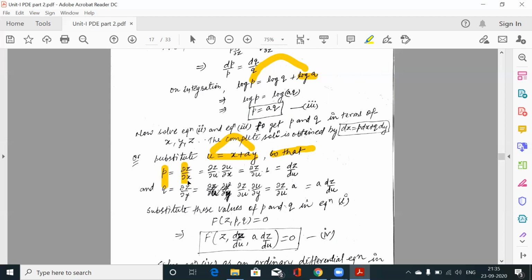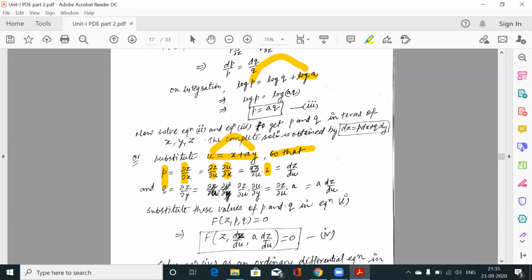Now we are changing x into u. So z is a function of u now. So del z over del u into del u over del x. Now what is del u over del x? Differentiating it with respect to x, we get 1 plus 0. So del u over del x is 1.